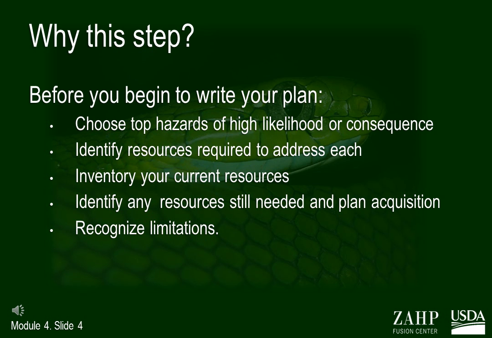Begin by choosing the top 3 or 4 hazards that are either high likelihood or high consequence events for your institution. You have to identify what you have on hand and what your limitations might be before you begin to write your plan. This process will help with resource identification and begin to build a list of needs. It makes no sense to write a plan without the resources available to accomplish the plan.